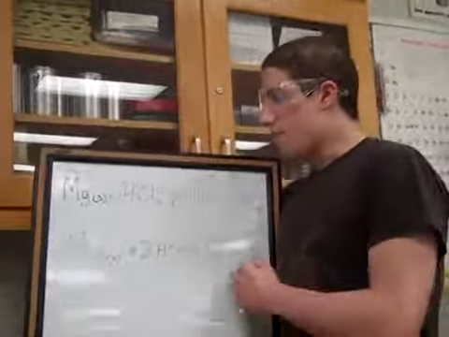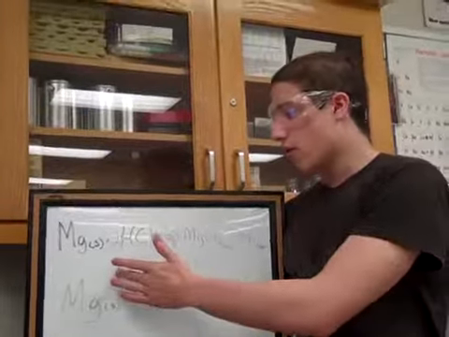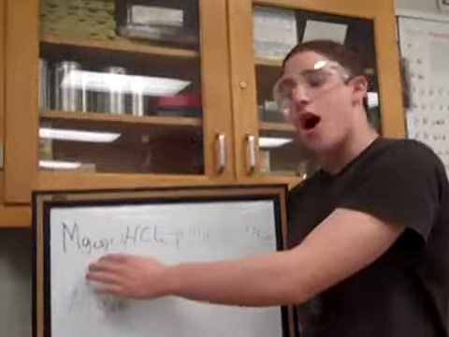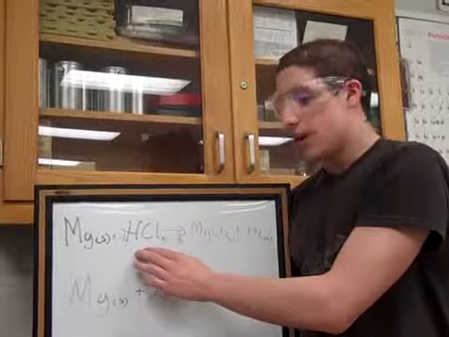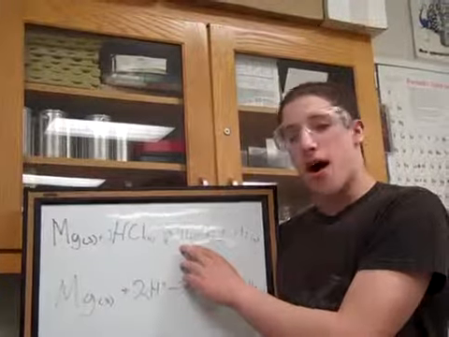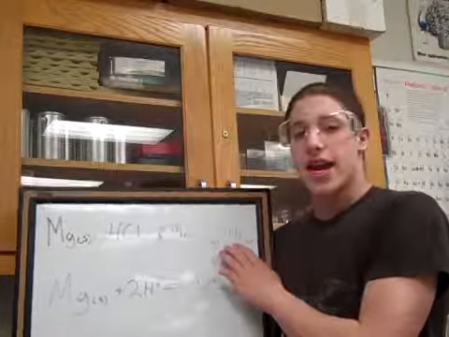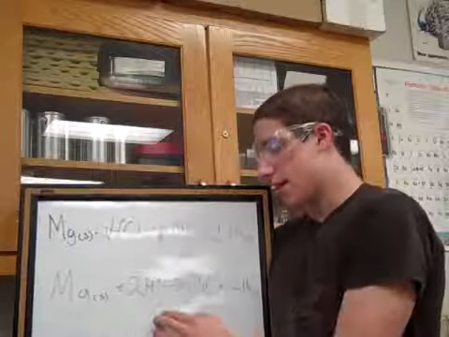This is the equation for the reaction that we're going to do today. We're going to take a magnesium strip, put it in 2 moles of HCl, and it's going to form magnesium chloride and hydrogen gas. The net ionic for the equation is here.